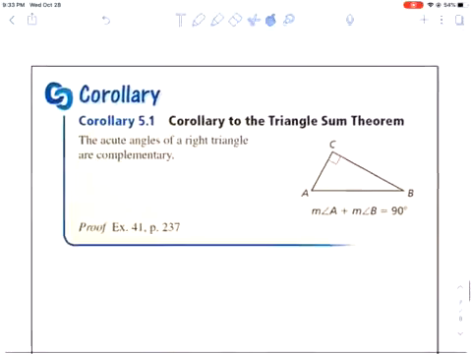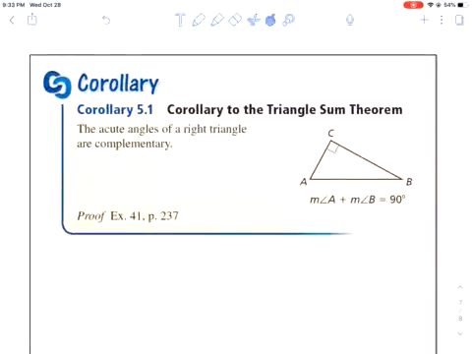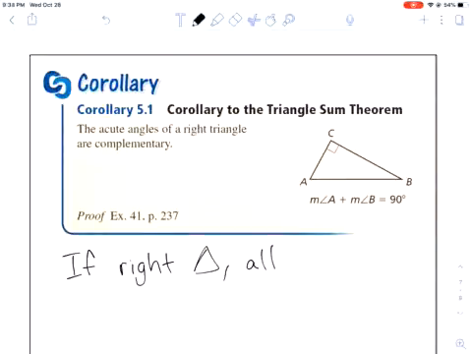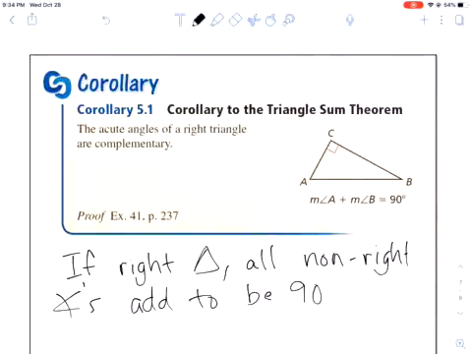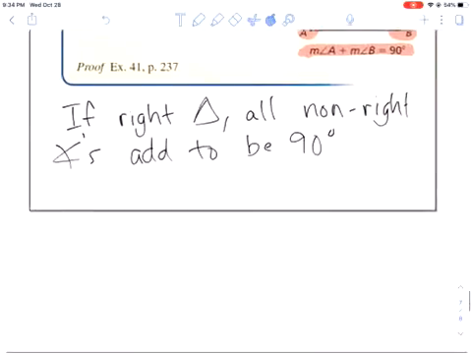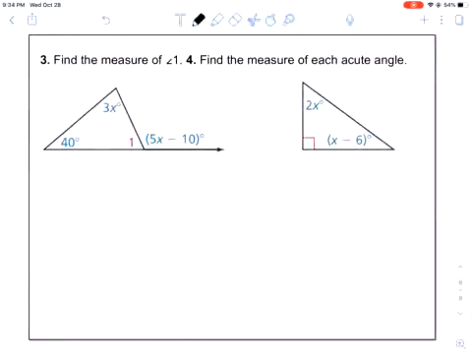Now, we've got one more rule or theorem that we're going to look at, and this is the corollary to the triangle sum theorem. And all this says is, if you have a right triangle, all non-right angles add to be 90. So in here our non-rights are A and B, so I know they add together to be 90. So let's look at one with that. Number 4 has that, and then we'll look at number 3. I know it's kind of weird to do 4 before 3, but that's just what we're going to do.